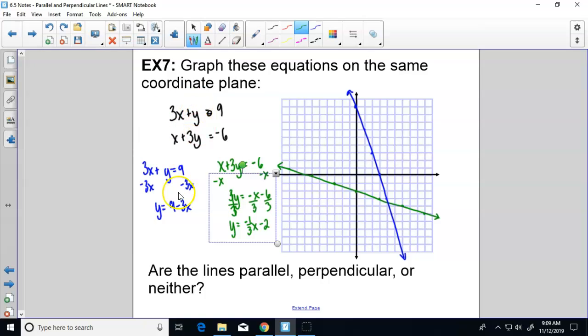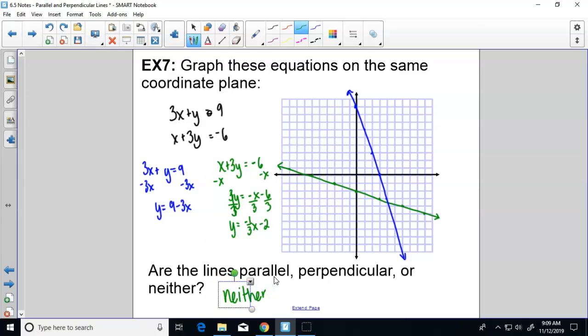For 7, you are going to solve the first one. You get y equals 9 minus 3x. And that looks like this blue line right here. And then for the second one, you're going to get y equals negative 1/3 x minus 2. That is the green line here. Parallel, perpendicular, or neither? They do cross, but do they make a right angle? Is this one a right angle? It's not. So this is neither.